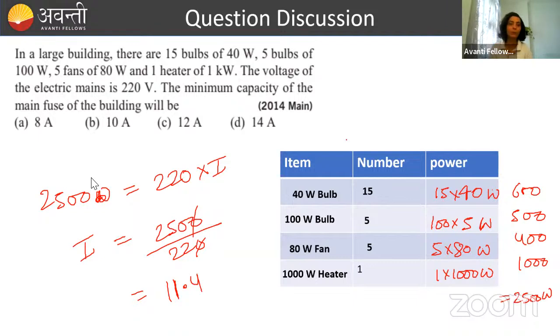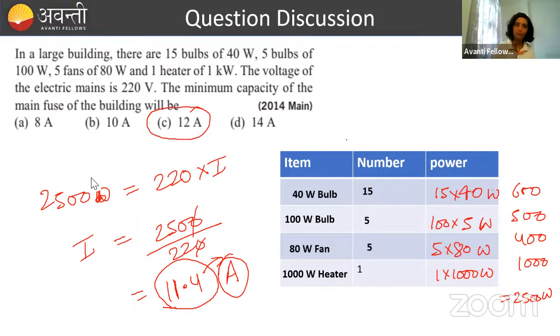Done. So we can approximate the minimum capacity of the main fuse. The main fuse should allow current of the value of maximum current, how much it can allow through itself? 11.4 ampere. Done. If the current is more than this, what will happen to the fuse? It will break, it will be destroyed. So the minimum capacity of the main fuse of the building will be near about, we can say what? 12 ampere.